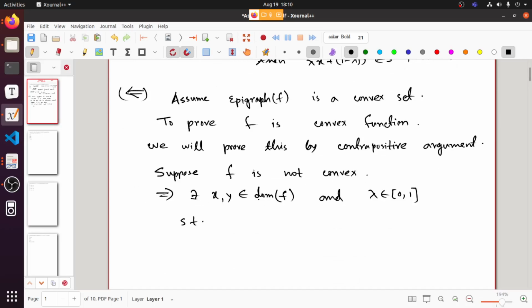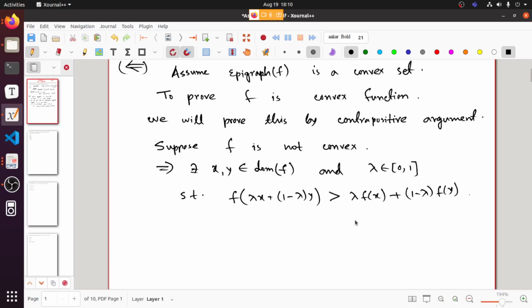If f is not convex, it means there exist x and y in the domain of f and lambda in [0, 1] such that f of lambda x plus 1 minus lambda y is strictly greater than lambda times f(x) plus 1 minus lambda times f(y). So this will hold if f is not convex. Now we have to come up with some contradiction to the epigraph being a convex set.